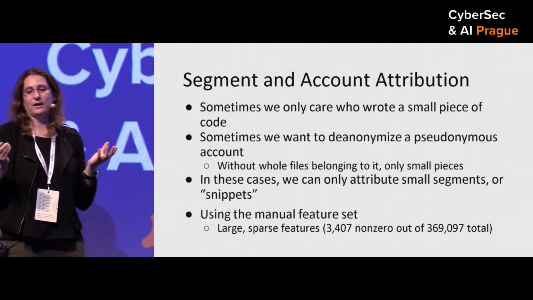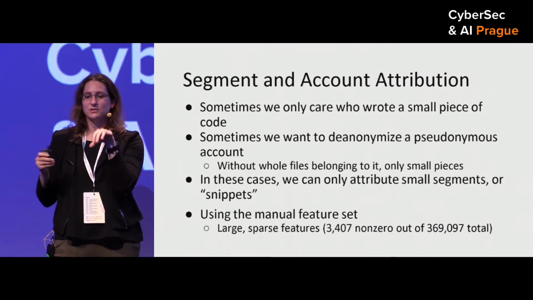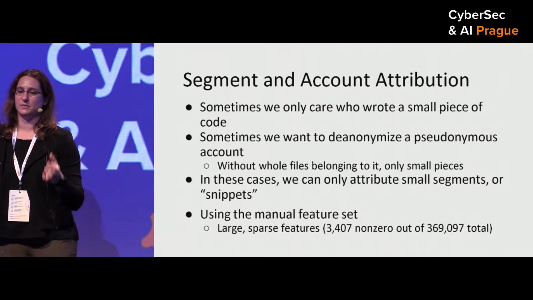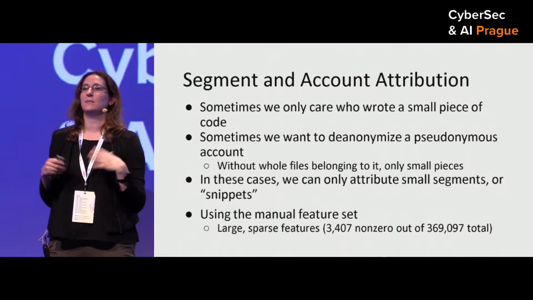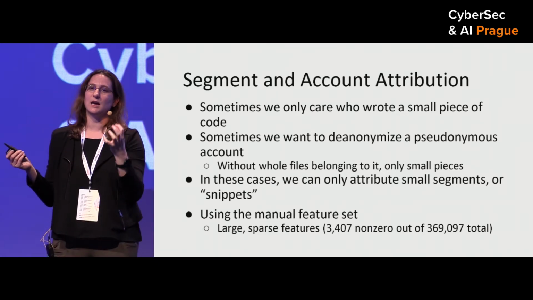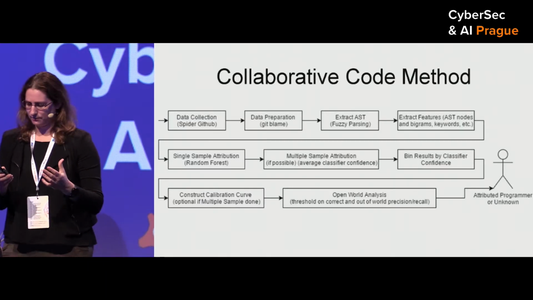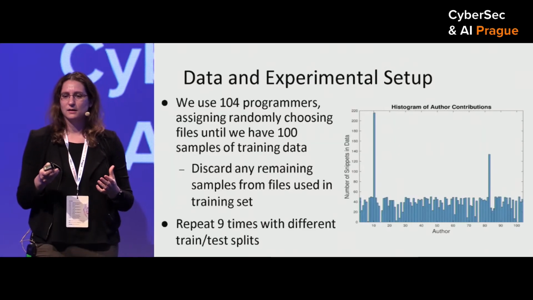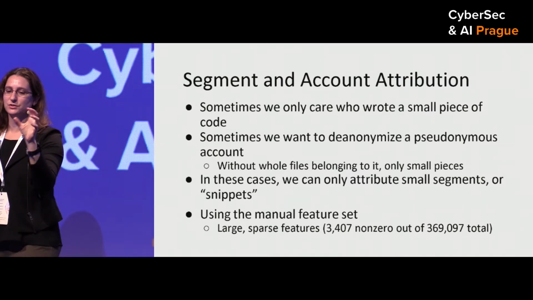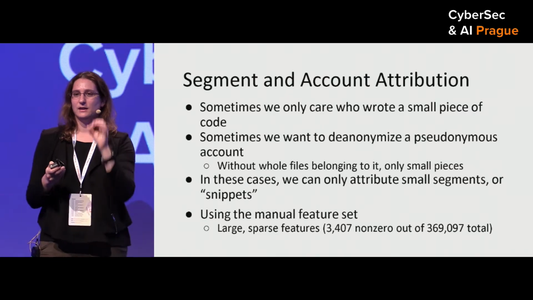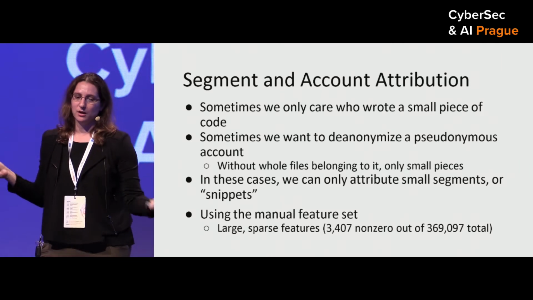So yeah, sometimes we only care who wrote a small piece of code. Sometimes we want to de-anonymize a pseudonymous account. So in these cases, you only have these small segments or snippets, and it's a really large problem. One reason that made it difficult is we could not do the type of feature reduction that worked in the other cases. We used 104 programmers in this case, basically randomly choosing files until you have 100 samples of training data. But some of these samples are super small, like 1 to 3 lines of code, whereas some of them are a little longer.